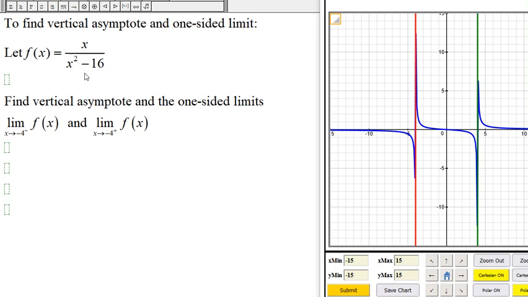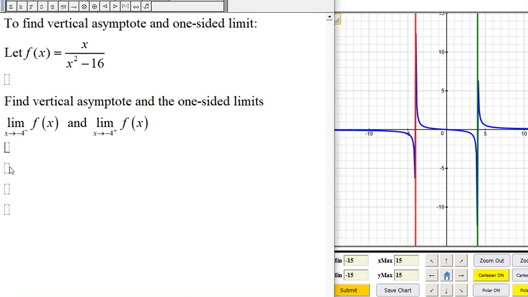Here we have the function x divided by x squared minus 16, and this is what the graph looks like. And then these two vertical lines, they call vertical asymptotes. And so to find the vertical asymptotes, we just set the denominator equal to 0. So this time we have two of them.